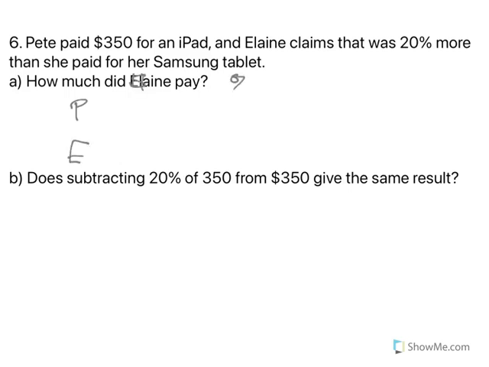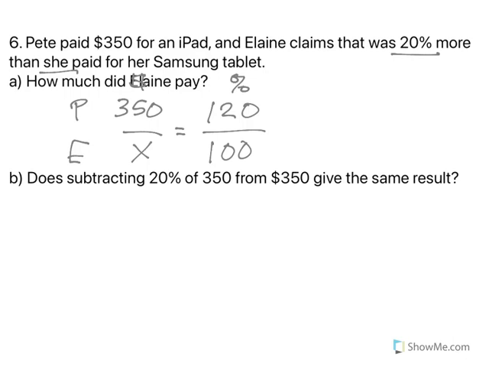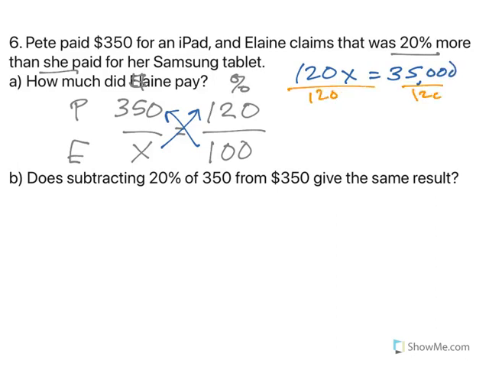And we're talking about money and percent. Okay, so for Pete, he paid $350. Elaine claims that was 20% more than what she paid. So if Elaine paid 100%, Pete paid 120%. And we find the unknown. So we cross multiply. We get 120x equals 35,000. Divide both sides by 120. And we would expect that Elaine would pay roughly $291.67 for her tablet.